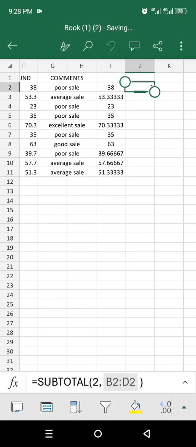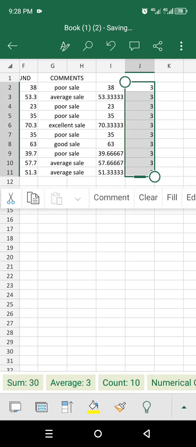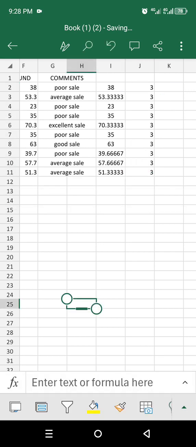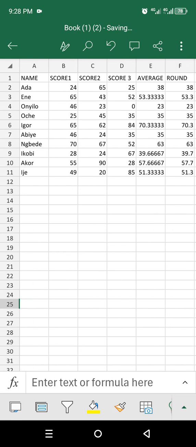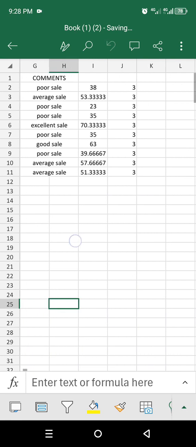Okay, let's see. Let me fill it and see. Everything here is 3, 3, 3. What that thing is telling us is between B2 and D2, how many cells have value inside, and there are 3, which is B, C, and D. Likewise, every other one there.